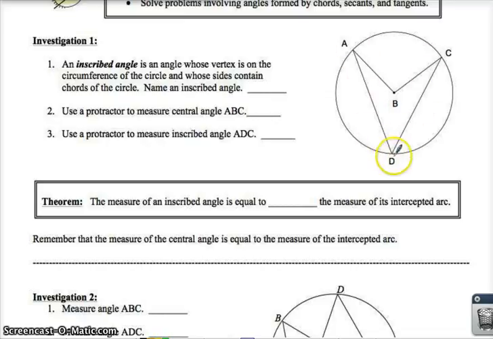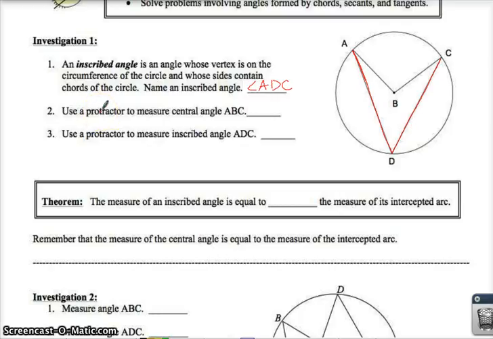So right here you can see the vertex is on the circumference, and this side of the angle, CD, is a chord, and AD is a chord. So this right here is an inscribed angle. So name an inscribed angle. Well, I just did that. It's angle ADC. So why is DAB not an inscribed angle? Or why is DCB not an inscribed angle? So think about that, and hopefully you know that answer based on the definition.